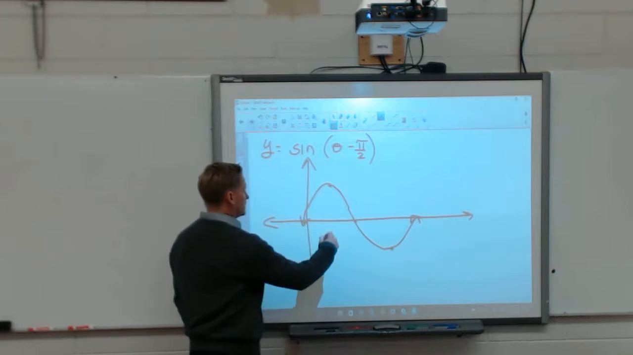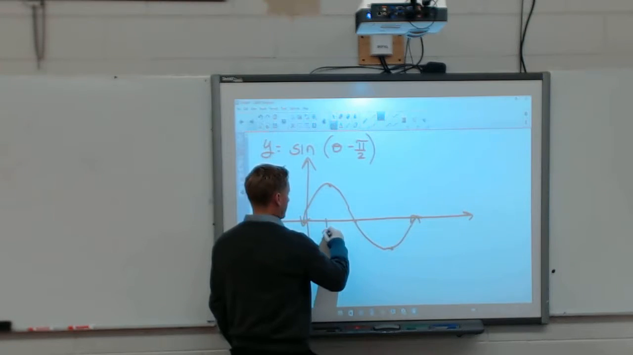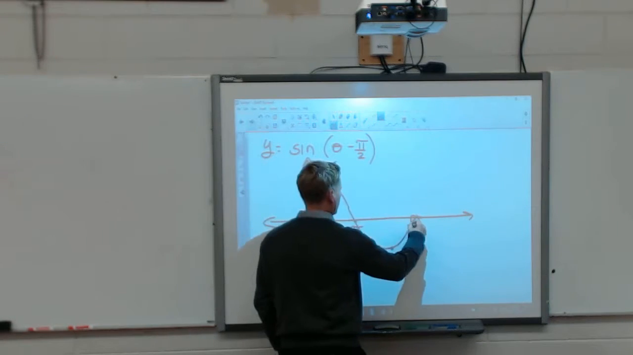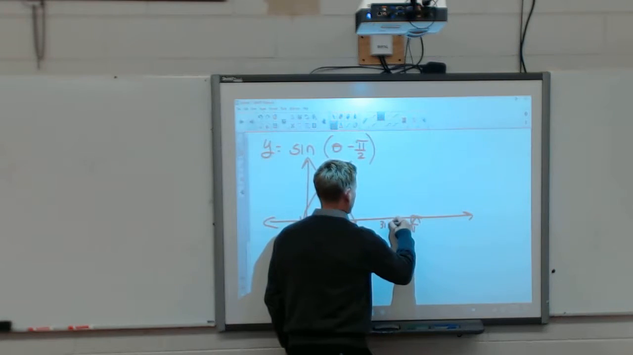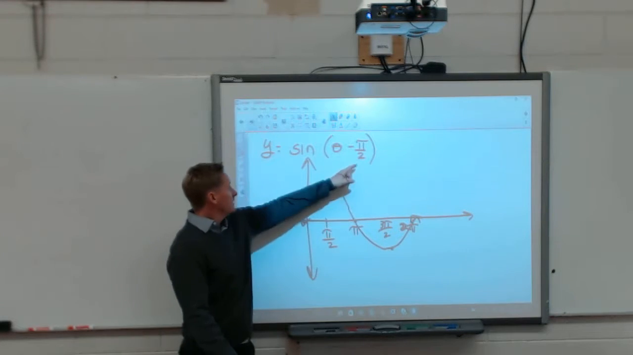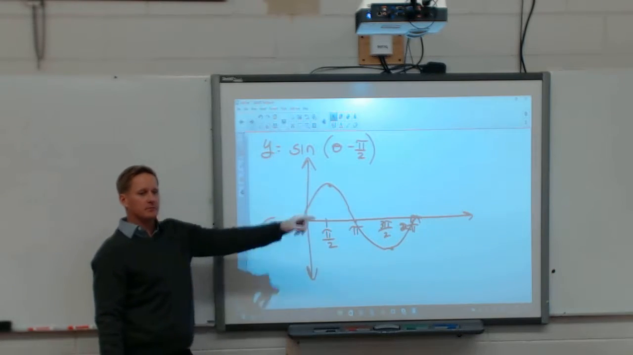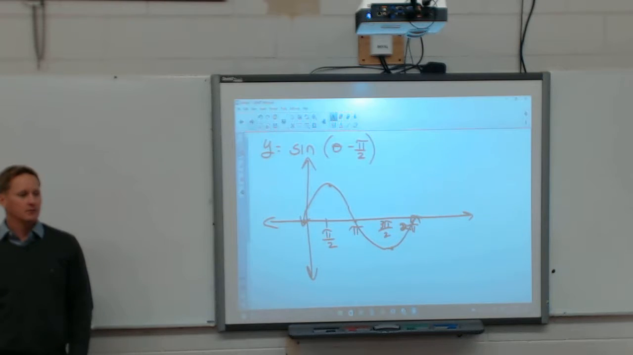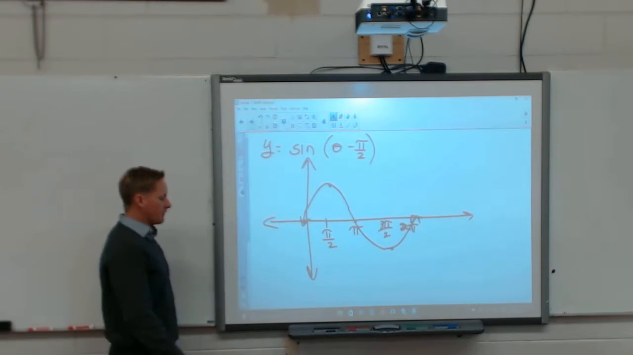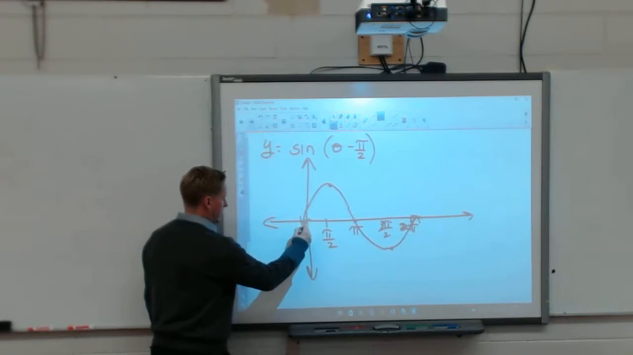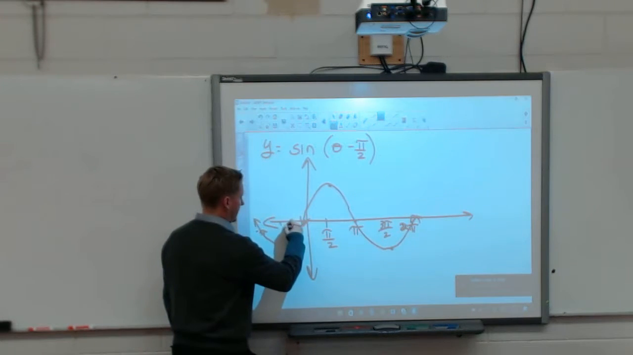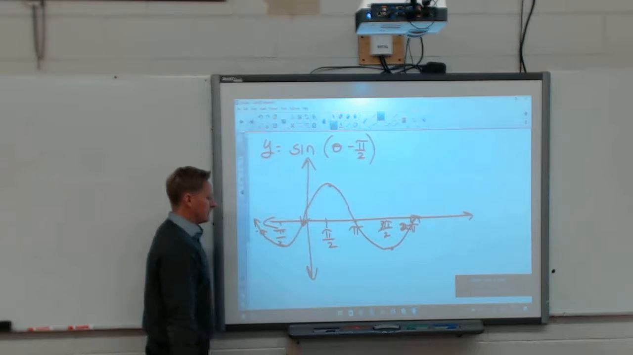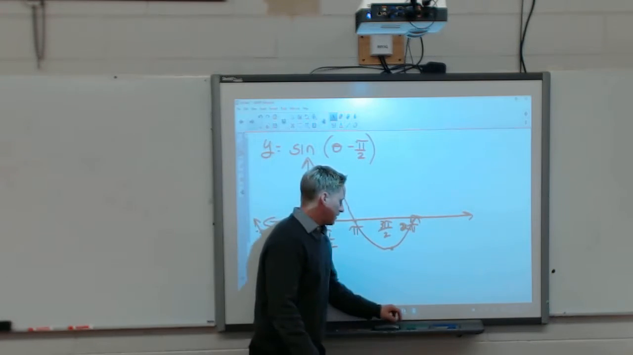Okay, so this value right here is pi over 2, pi, 2 pi over here, and this is 3 pi over 2 right here, right? Okay, so what is this telling me to do to my graph then? Move it right pi over 2. Okay, I'm going to extend this guy down and back up. So that would be negative pi, and this would be negative pi over 2. Okay, I'm just doing that for this particular question.